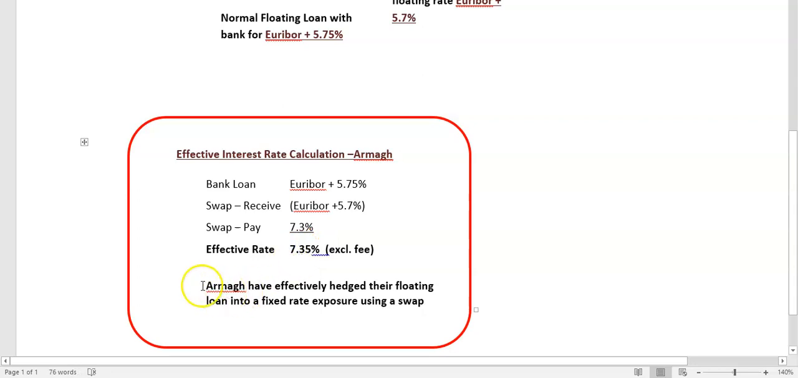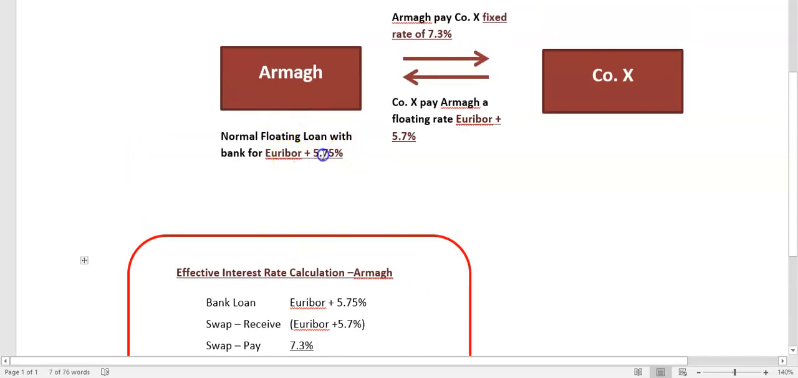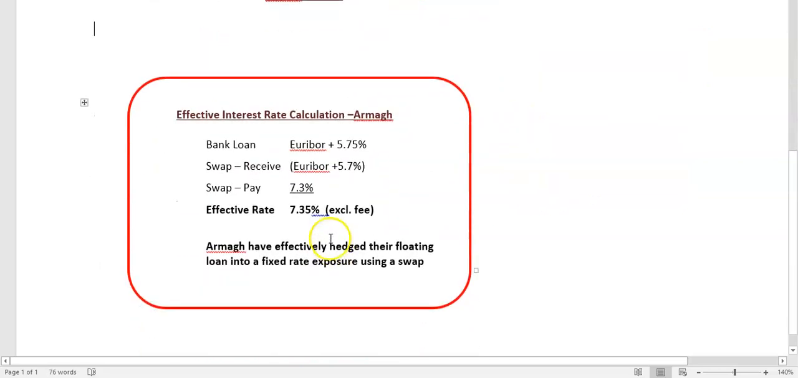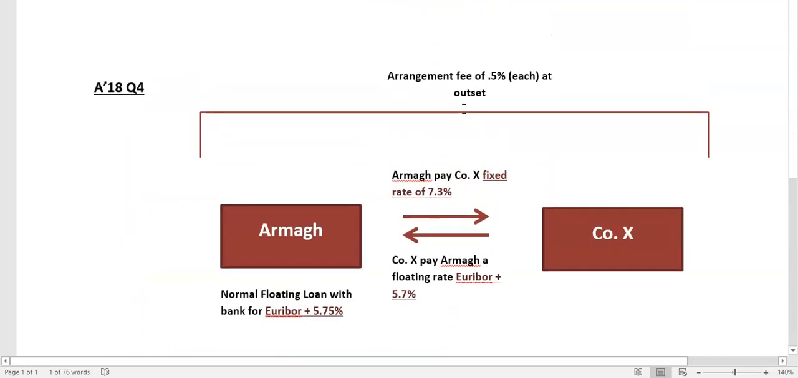So essentially what happened is Arma have hedged their floating rate loan. They had a floating rate loan, so as interest rates went up, they pay more interest. But by entering into this swap, they swapped a fixed rate payment for a floating rate payment. They've created an effective fixed rate. So no matter where your Euribor goes now, it cancels out and they'll always pay 7.35%. So I think that's the best way to approach interest rate swaps, is to draw them out. Makes it a lot easier to understand where things are coming from.